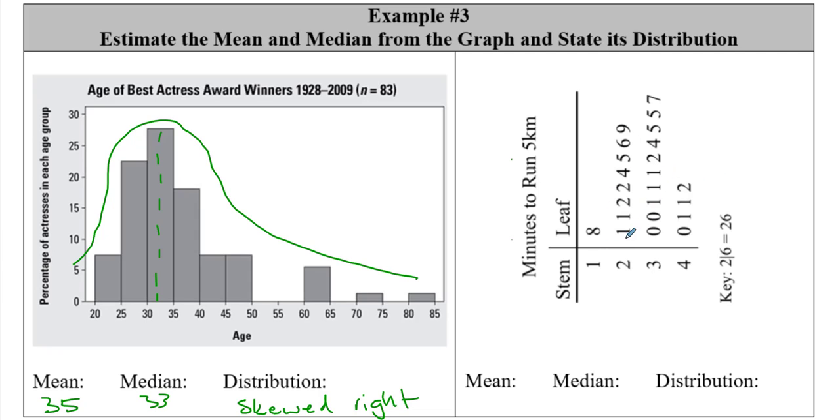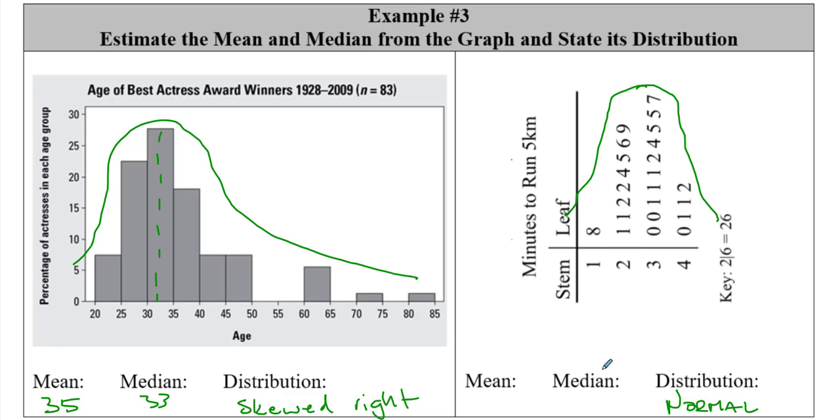So the bulk of our data is right here in 2 and 3. There's only one on the left. There's a few here on the right. But I would go ahead and guess that this would be symmetric. Okay, so this is going to be a normal distribution.